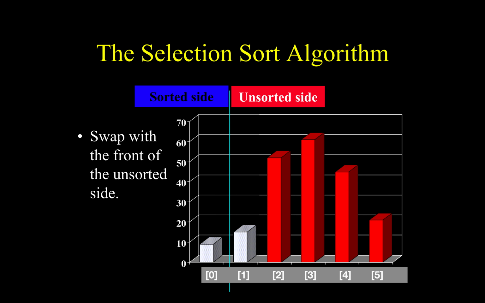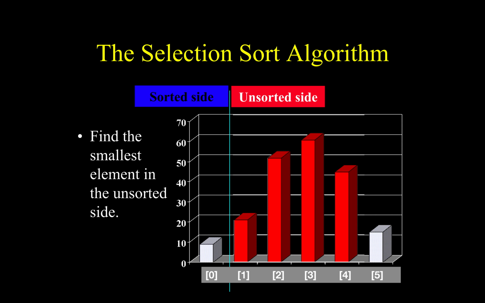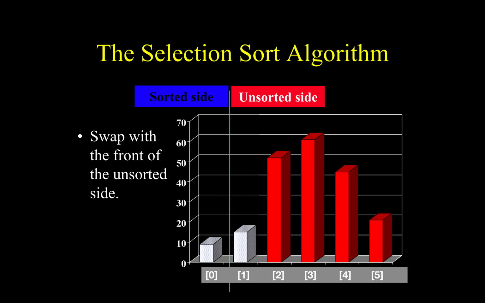Next, you swap the smallest number to the front of the unsorted side. Previously it was here. Now we are considering only the unsorted side. You put the smallest number to the front of the unsorted side.